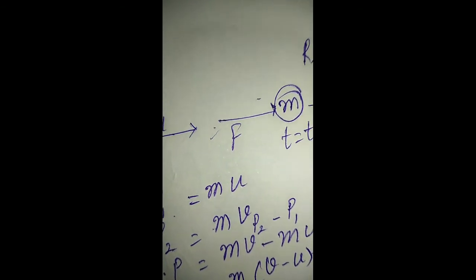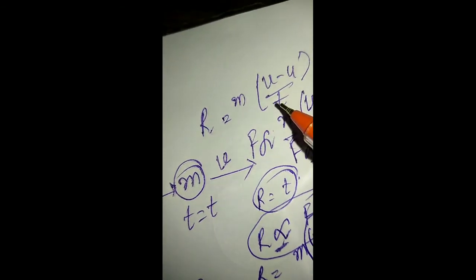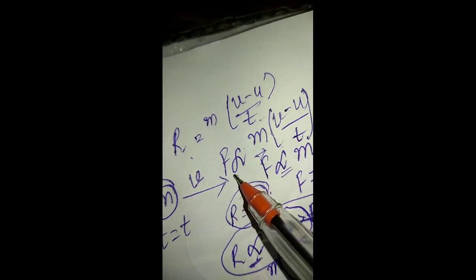Now by definition, rate of change of momentum is directly proportional to the external force applied. Rate represents the time. So rate of change in momentum is equals to m (v minus u) by t. Now by definition, this is directly proportional to f. So f is directly proportional to m (v minus u) by t. From the first lesson, equation of motion, you know that first equation, v is equals to u plus at, a is equals to (v minus u) by t. So substituting this a in this formula, f is directly proportional to ma.